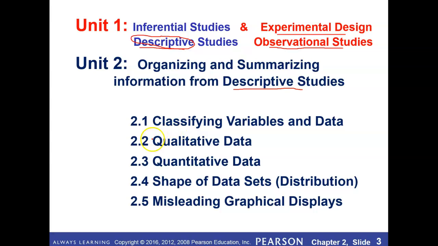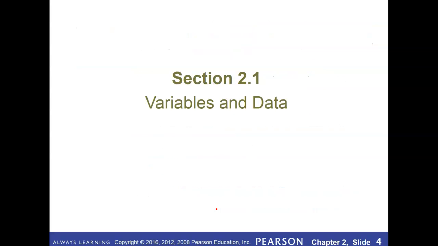And so there's 5 different lessons in this unit. The first lesson is classifying variables and data, and then we're going to talk about qualitative data and quantitative data, and how do we display information with those two different types of data. We're going to talk about shapes of data, which is called the distribution of data. And then we're going to look at how misleading some graphical displays can be. All of this will be in Unit 2. So let's go ahead and get started with the first lesson, variables and data.